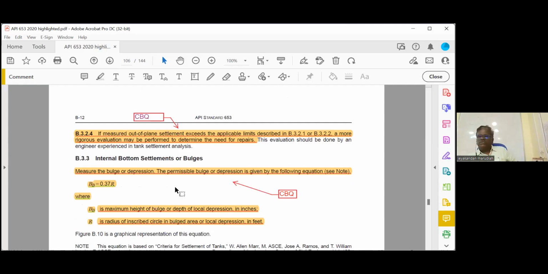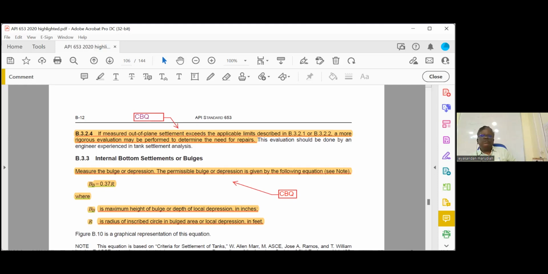Go to B-12. If measured out of plane settlement exceeds the applicable limits, a more rigorous evaluation may be performed to determine the criteria for the need of repair. That is important. Highlight this one. This is a closed book question. Suppose out of plane settlement exceeds limits, then a more rigorous evaluation is performed to determine the need for repair. That line is important. Closed book question.